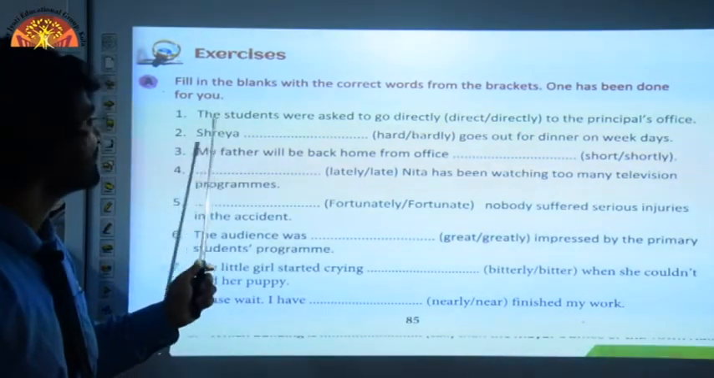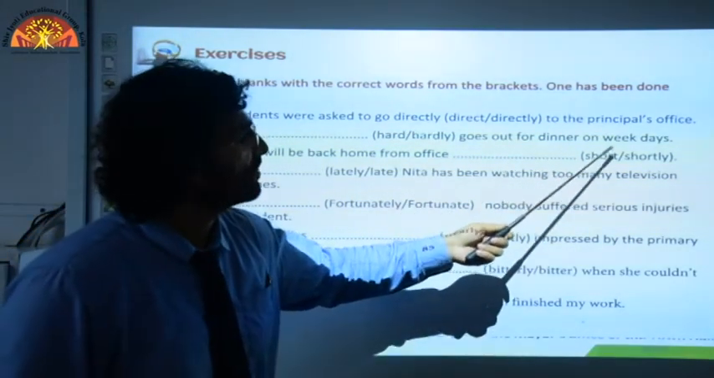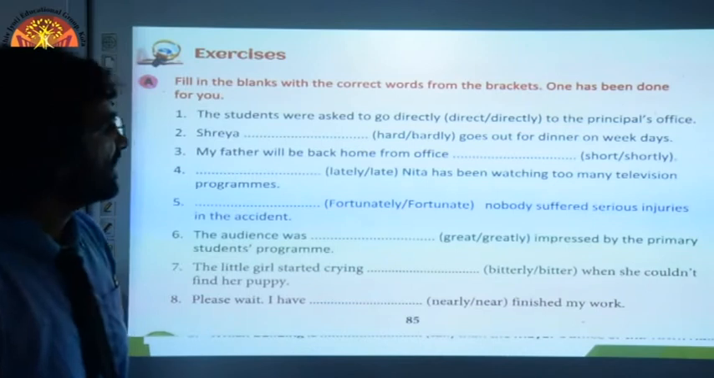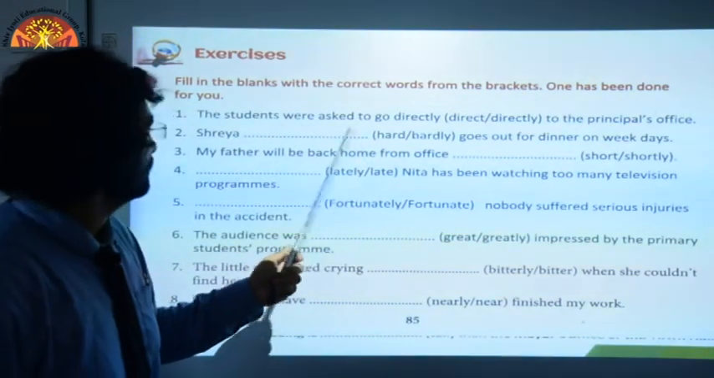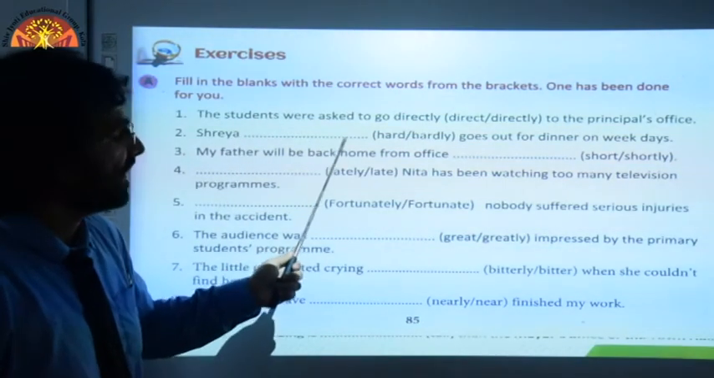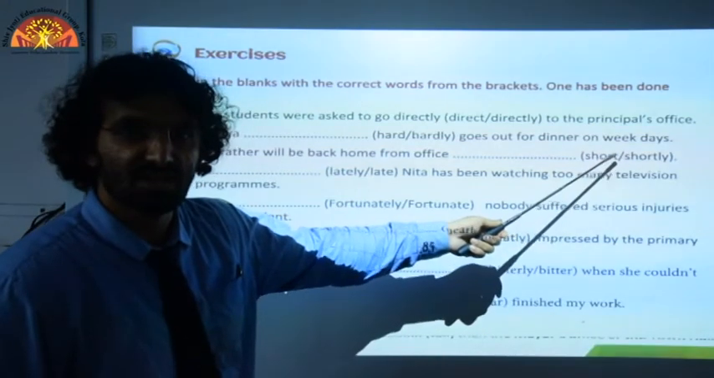Can we do this? Let's see. Shreya dash goes out for dinner on weekdays. What should be the right answer? What will be the appropriate adverb? Shreya hardly goes out for dinner on weekdays. This is the right answer.